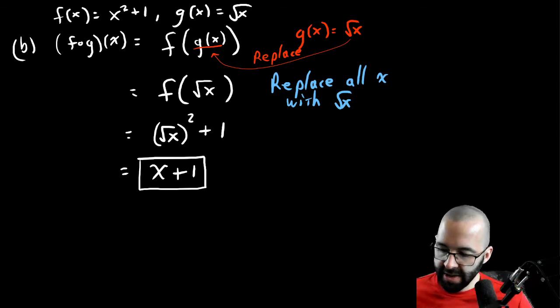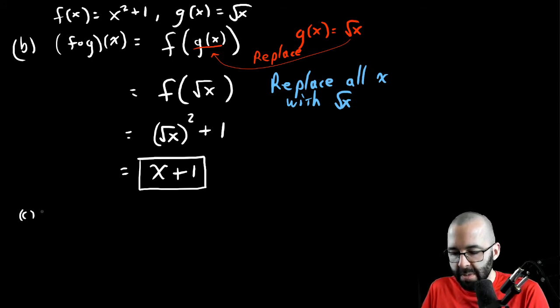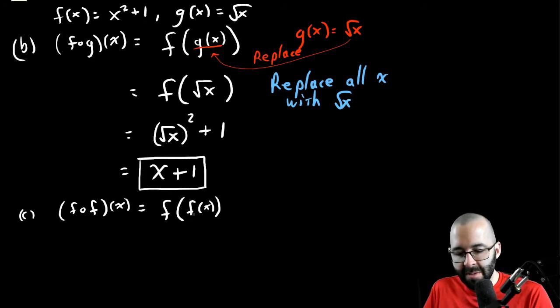All right, and things can get weird here. We can combine these with other things as well. Like if we look at part C, we could look at f of f. It can be the same function. Just use the definition again. F of f of x. So do the same thing. What is f of x? F of x is x squared plus 1.